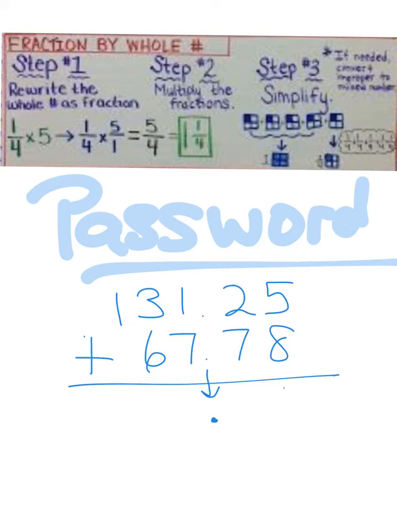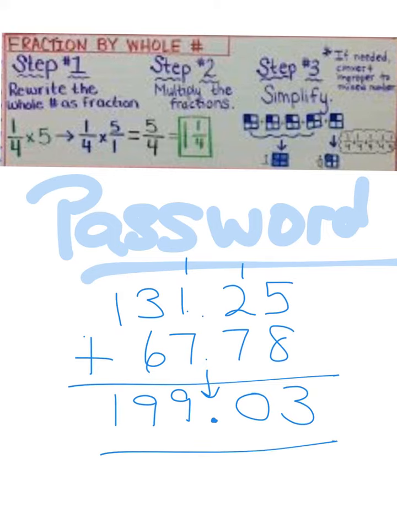So 5 plus 8 equals 13, carry our 1. 7 plus 2 is 9, plus 1 is 10, carry our 1. 7 plus 1 is 8, plus 1 is 9. 6 plus 3 is 9, and bring our 1 straight down. We have our decimal in place, so this is 199 and 3/100ths. This is your password. Be sure you bring this to class with you tomorrow.